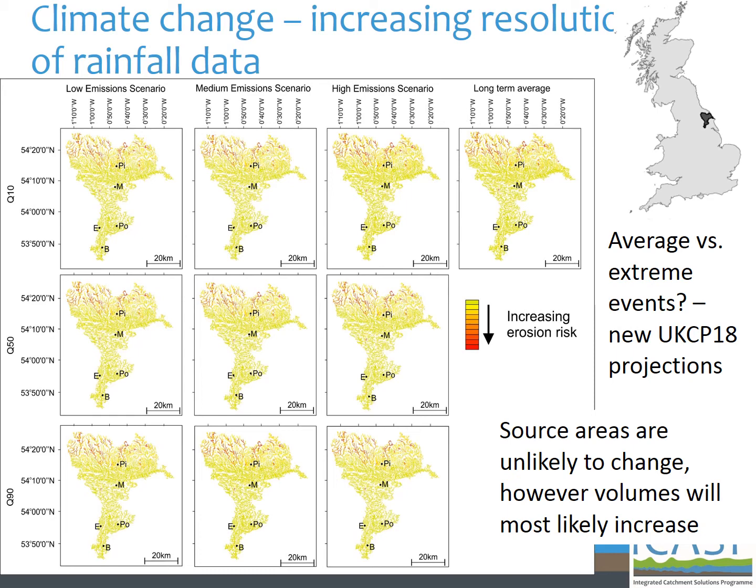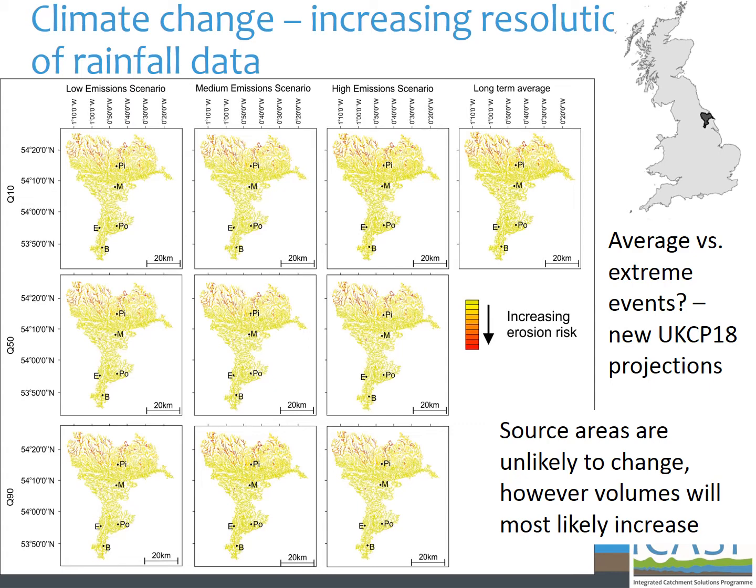We can also start to investigate climate change with this method. If we can upload and input different climate change scenarios, this is based on the UKCP09 projections, we can see that the erosion hotspots, those areas of red, don't really change throughout different climate change projections. So they're the same for the low emission scenario as they are for the high emission scenario. So the source areas through time are unlikely to change. However, it's likely the volumes of sediment will increase.